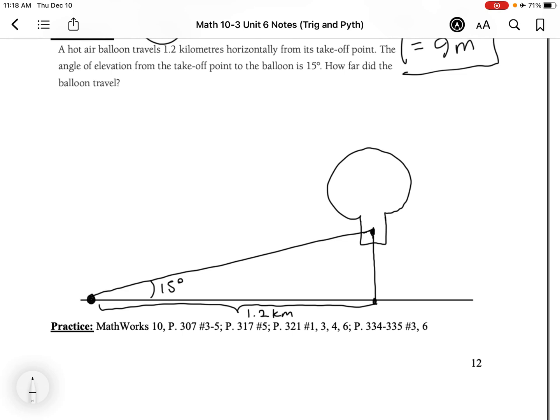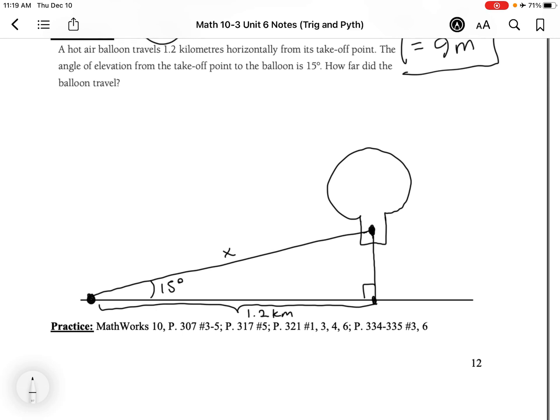Well, that's the distance from the takeoff point to where the balloon is now. So that's actually this part here. I'm going to label that X, and that's what we're looking for. And this now creates this nice little right triangle. Okay. So now we just need to find an unknown side in a right triangle. So how do we do that?